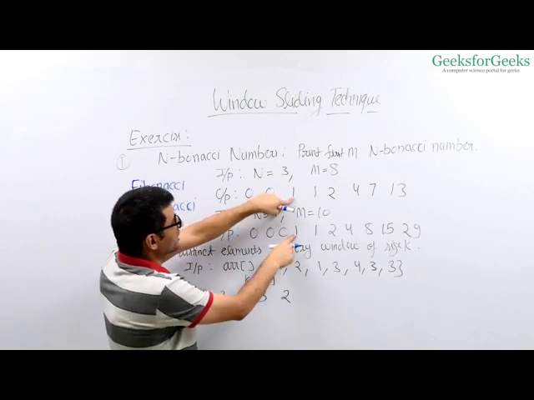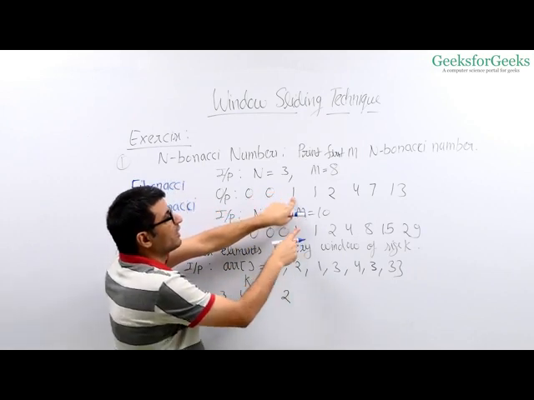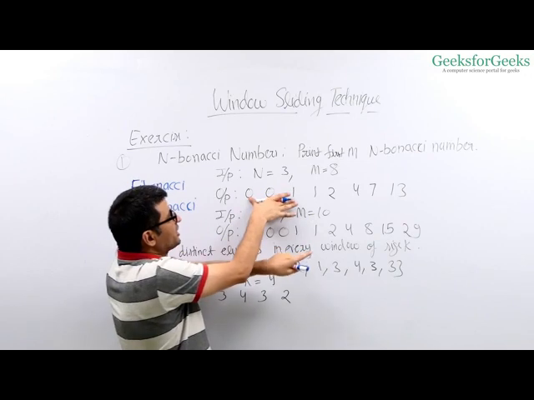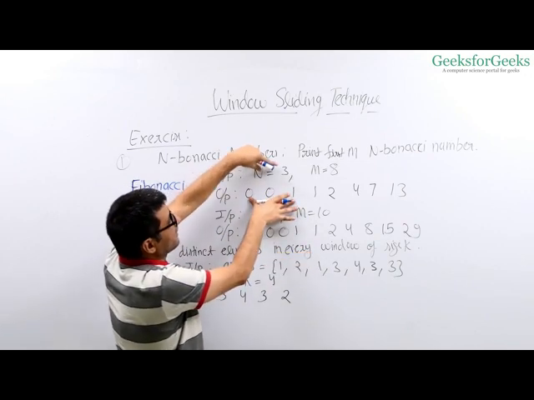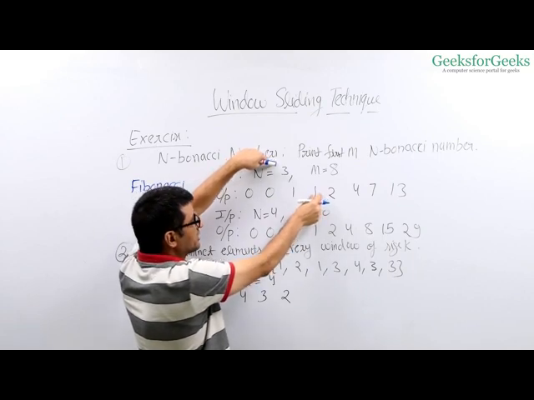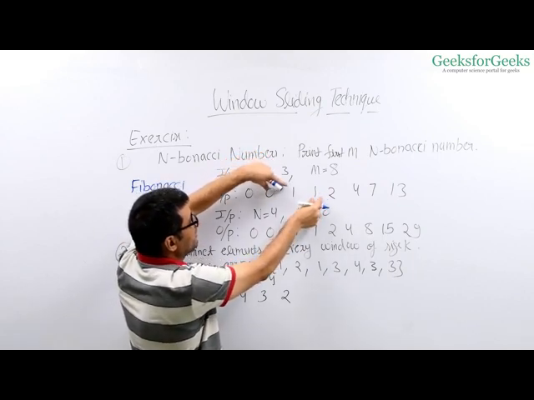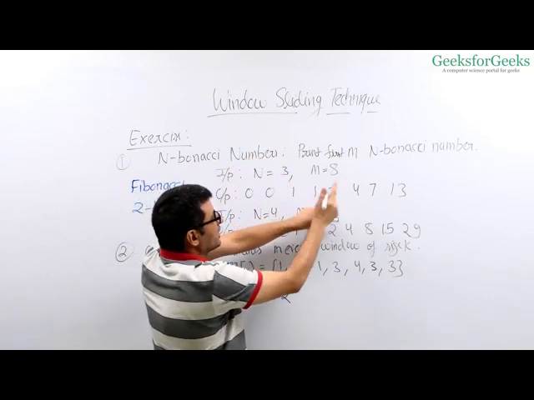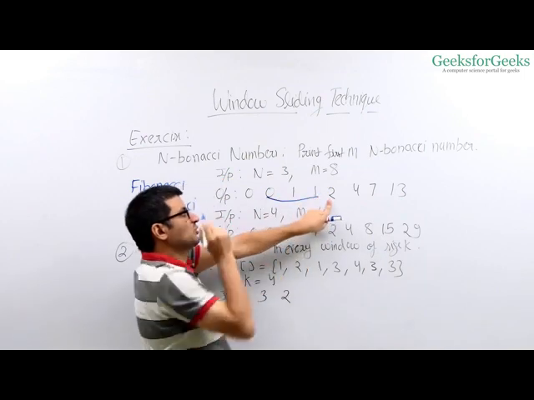So the fourth element here is 1, the third element here is 1. Elements after the first 3 elements, when n is 3, are computed in the same way as Fibonacci. Every element is the sum of the previous 3. So this element is the sum of these 3 elements, which is 1.